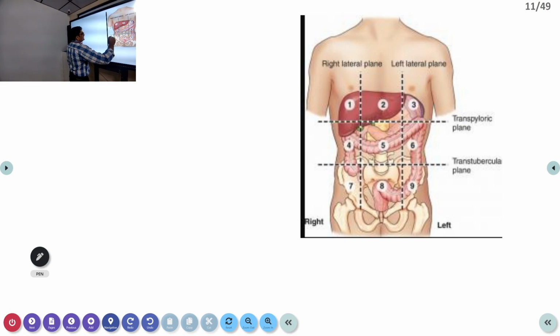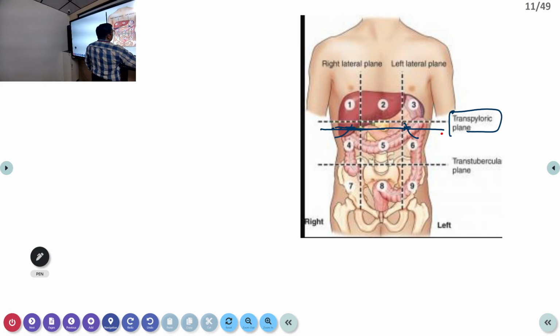Again, this is the transpyloric line, mainly because it passes through the pylorus. Here it is not shown, but it passes through the pylorus like this. You draw it where, on both sides, the costochondral margin of the 9th rib is. If you mark both sides and pass a line through them, it is called the transpyloric line, and it goes through the pylorus.